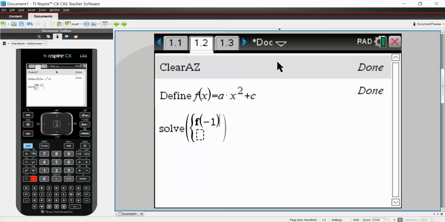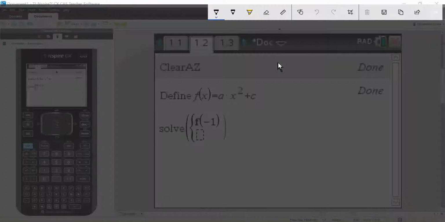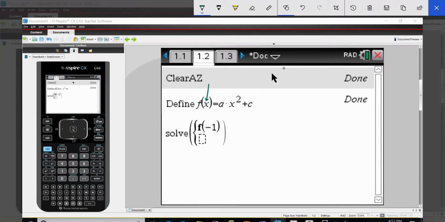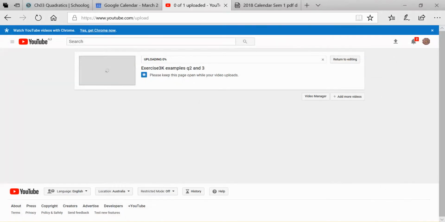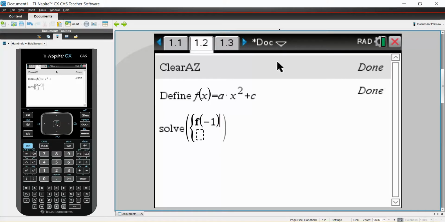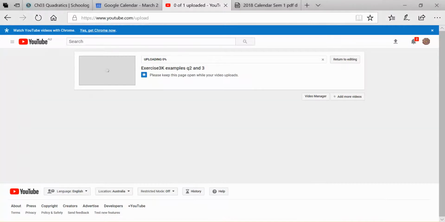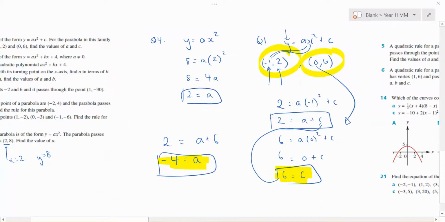Okay, and you can tell because what you're actually doing is replacing x with a -1. So that means you're putting a -1 into the equation. That's why we like to use f of x, okay? So I'm going to put a -1 in. I'm just going to block this out. Okay, cool. f of -1 equals 2.